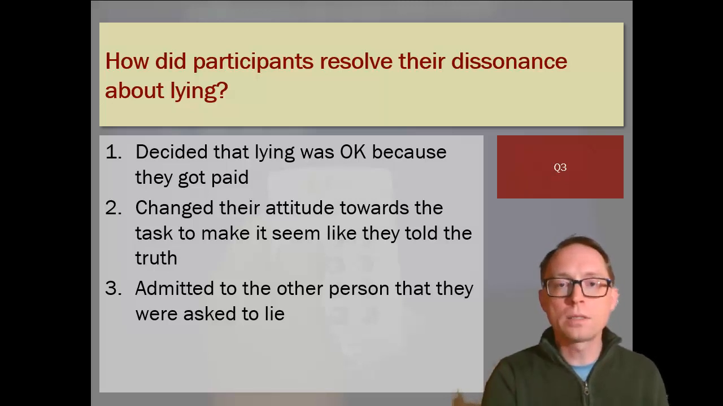They change their evaluation, their cognition, so that it would resolve the dissonance. Okay, so that was the induced compliance paradigm. So we need to move forward to the next paradigm.